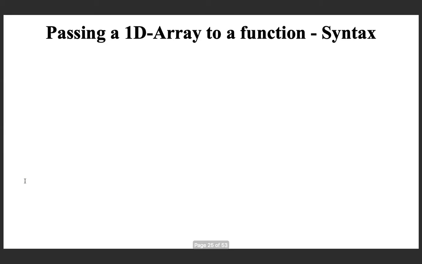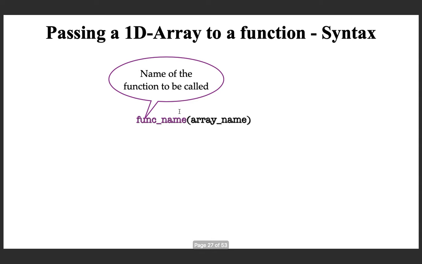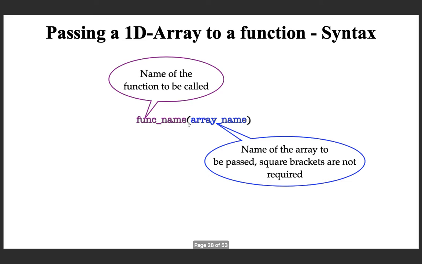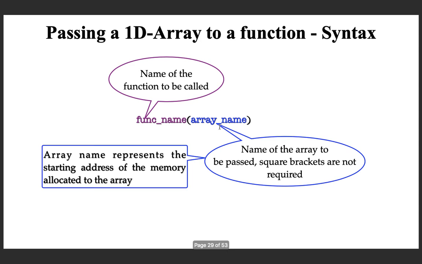Now we can formalize the syntax of this function call first. So see, this is the syntax. What is it? The function name, in the previous case it was bar, followed by the array name. So this is the actual argument, that is the array to be passed. Just use the name of the array. The square brackets are not required, and you know that this is nothing but the address of that particular array.